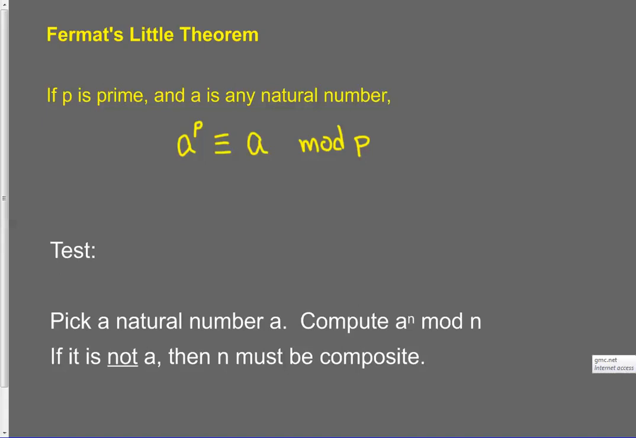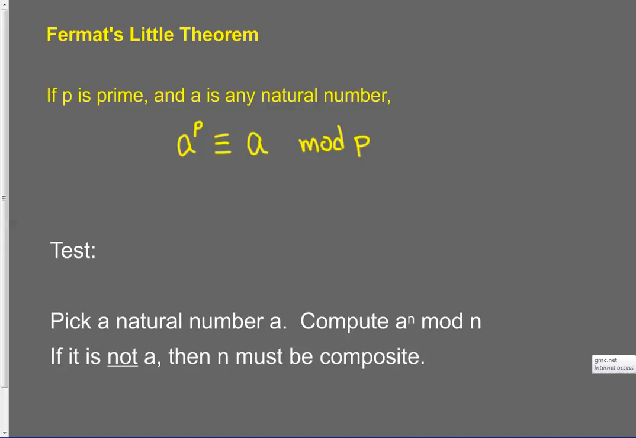So if you have a number and you're interested to know if it's prime or not, one test you can do is take your number n, we'll call it n because we don't know it's prime yet, and then pick any number a and see if this is true. So compute a to the n, mod it by n, and see if it's the same as a. And if it's not, then you know you must have a composite number because this has to be true for primes. So this test can identify composite numbers.